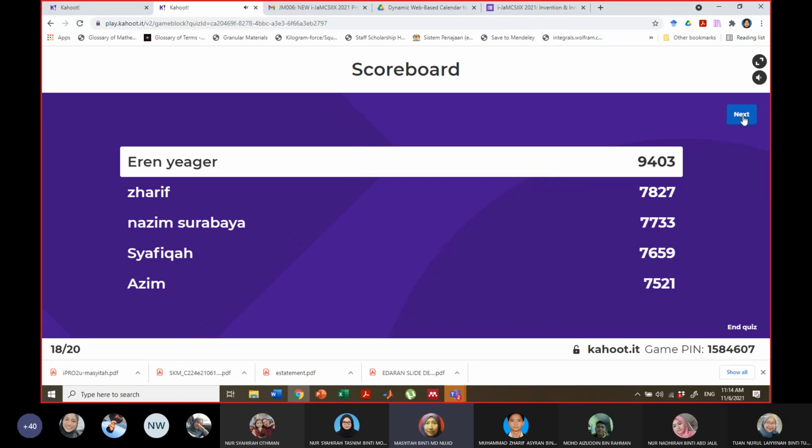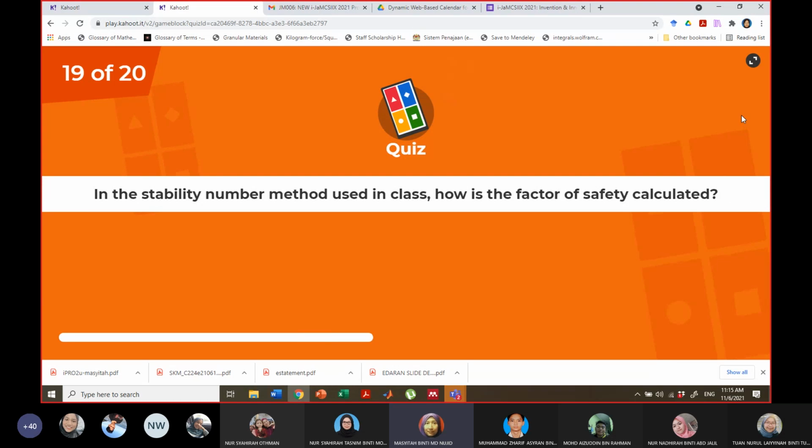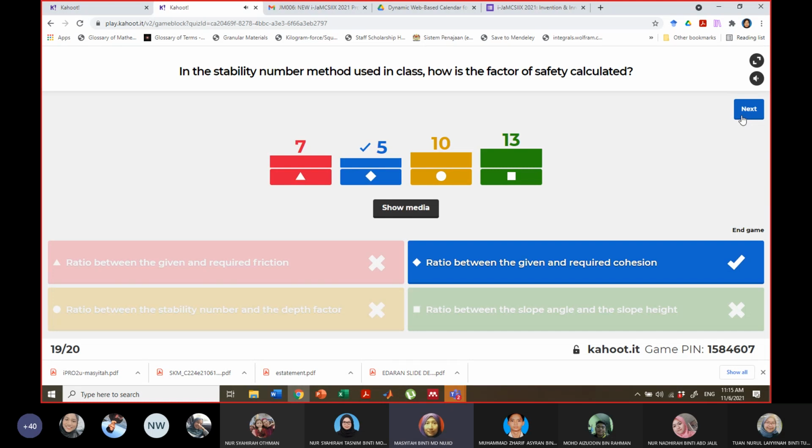Okay, the next question. Okay, still the stability number method. How is the FOS calculated? How? You can guess and try because it was not covered in this morning's class. It can only be found in the book. Ratio between the given and required coefficient. Correct.